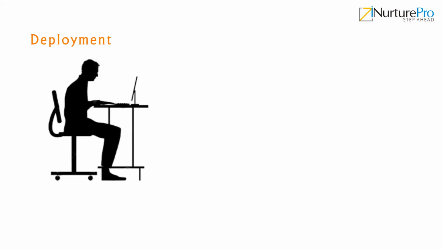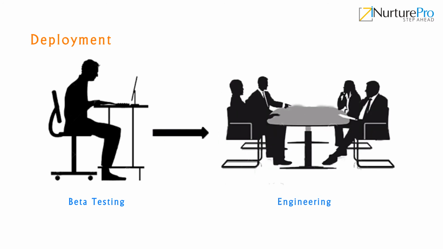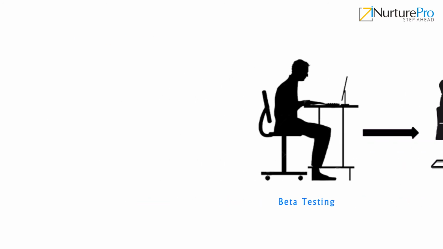The fifth phase is deployment. In this phase, the customer first does a product test in order to check the usage. This test is known as beta testing. If there is any defect, he will inform the engineering team. Then, the defects are fixed and the product is ready for use.